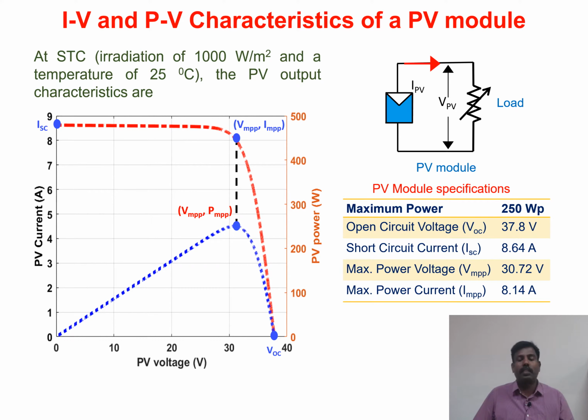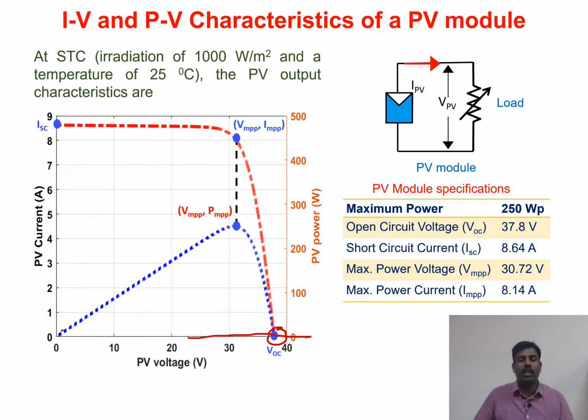You can see there are three significant points marked on the IV characteristics of the PV module. The first is the open circuit voltage, where no load is connected, which means the current in the system is zero. This is the zero current line, and this operating point is the open circuit voltage of the PV module. Then there is another point, where the load is shorted.